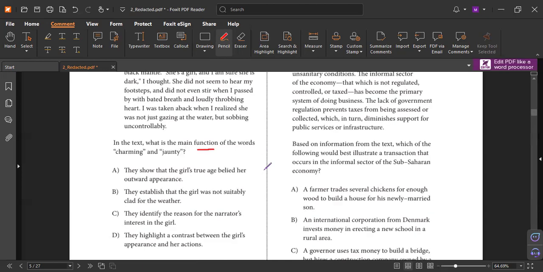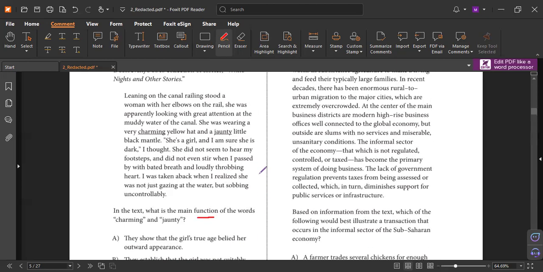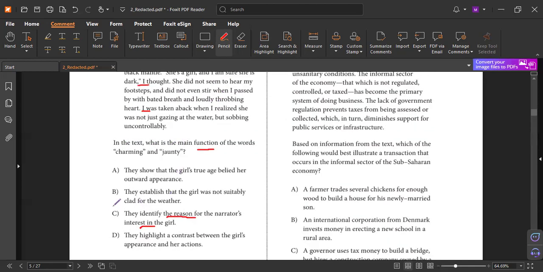C. You said here, C, to identify a reason. Do we have a reason for the narrator's interest in the girl? Remember that this word describes her, not the narrator, because the narrator said, I thought, I was. This word is related to her. So this word does not describe the narrator at all. Feel it?